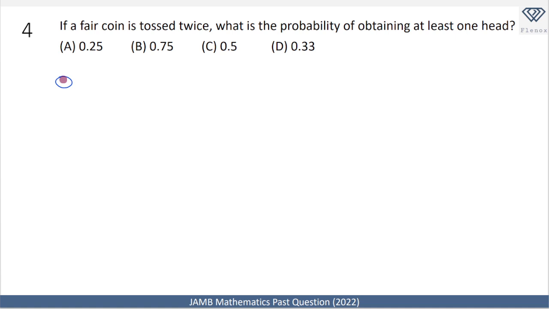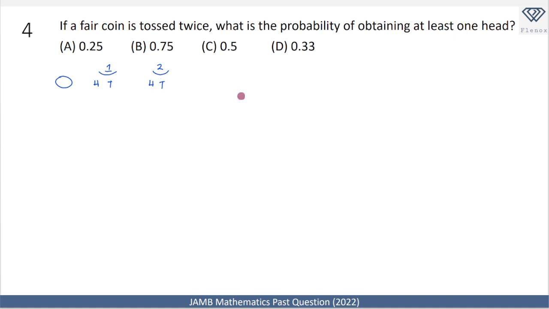Now, when you throw the coin the first time, you have 2 options. It can either be the head or it can show up as a tail. And when you throw it the second time, it can also be the head and it can also be the tail, right?